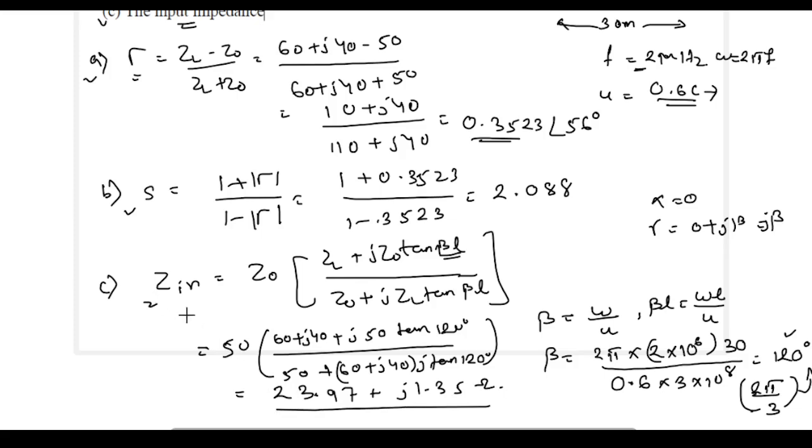When Zin is there, you need to represent it in x plus jy form, and if the gamma value is there, the complex form has to be presented in magnitude and angle form. This is the standard representation, and make sure that you use the ohm unit here. This video ends here, solving this with the formula, and in the next video I'll use the Smith chart to solve the same problem again. Let's meet in the next video. Thank you.